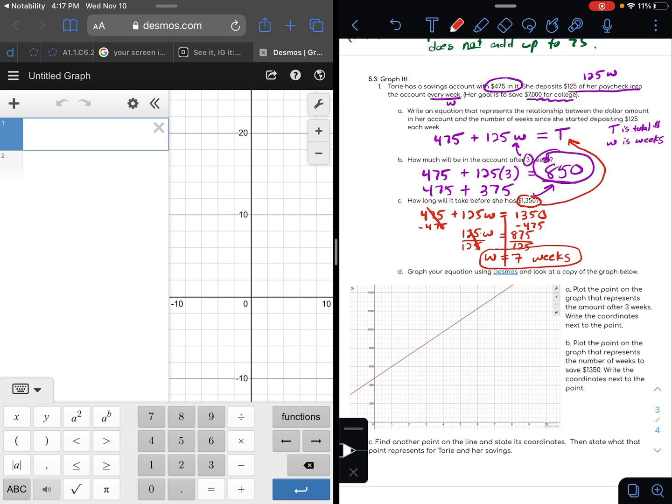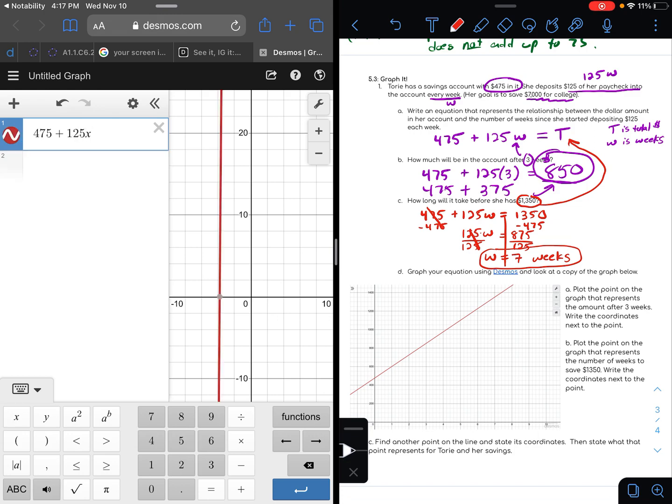And so what we'll do over here is actually, let's see if we can kind of type it as it is. So we're going to do 475 plus 125, and I'm going to use, 125.